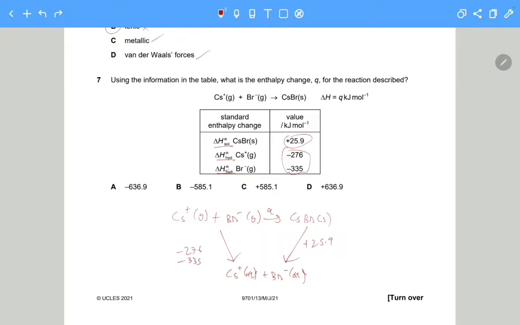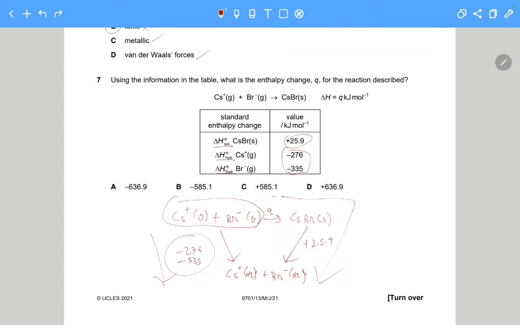And now we can use this cycle to calculate Q. And we know that from going from the gaseous ions to the aqueous ions, we can either go directly or we can go to the solid first and then go to the aqueous ions. So either like this or directly like this.